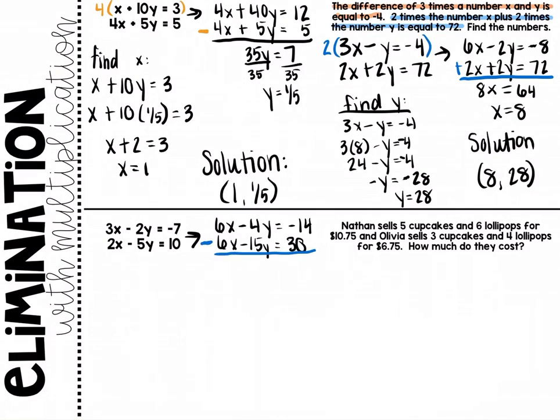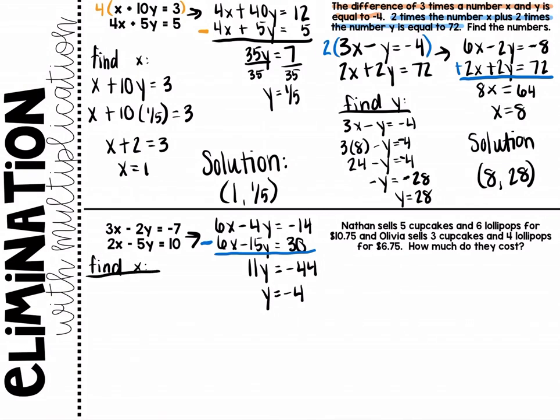Okay, so 6x minus 6x is 0. -4y minus -15y, you're essentially adding 15y, so that's going to be 11y equals -44, because -14 minus 30 is -44, so we're going to divide by 11, and so y is -4. Okay, once we have that, we have to find x.